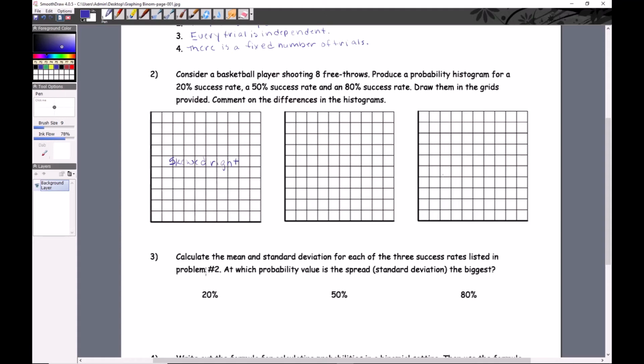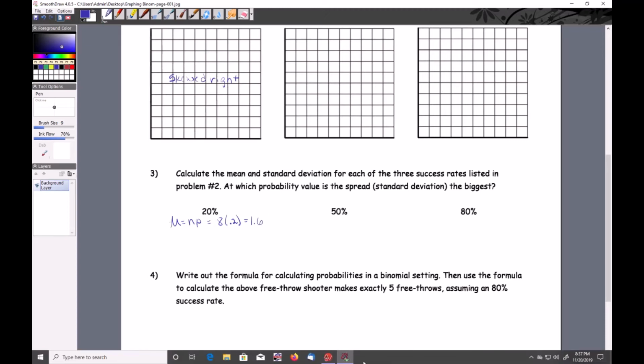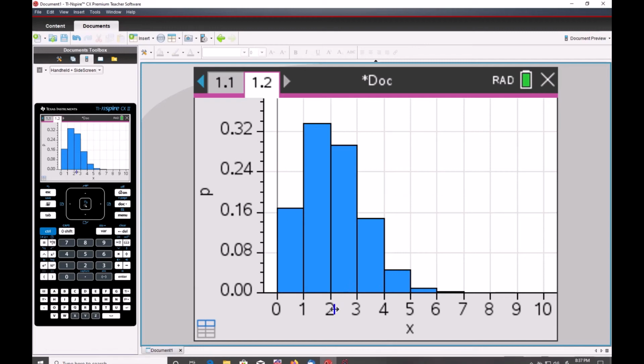And while we're at it, let's start filling in number 3 here. They want the mean and the standard deviation. All right, so we can do that. So here's the mean. Remember, that's n times p. Well, in this case, n is going to be 8 and p is 0.2. So that's 1.6, right?